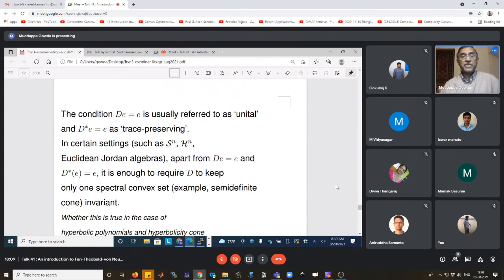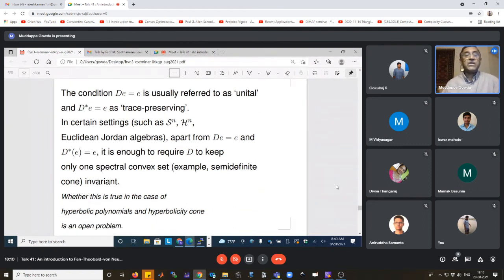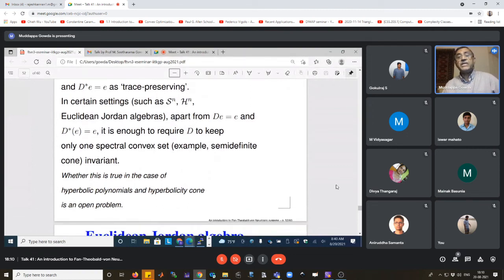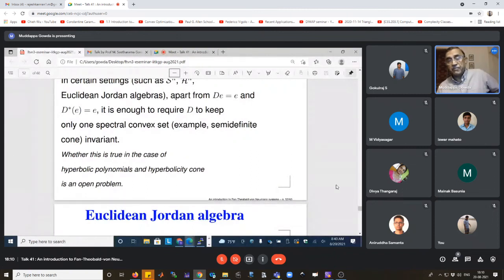In certain settings, such as Sn, Hn, Euclidean Jordan algebras, and all that, apart from D of E equals E and D star of E equals E, it is enough to require D to keep only one spectral convex set, such as the non-negative orthant or the semi-definite cone, invariant. However, whether this is true in the case of hyperbolic polynomials and hyperbolicity cones is an open problem. This is a very interesting problem. It could be a research problem, it could be a PhD problem, I do not know. This is completely open.